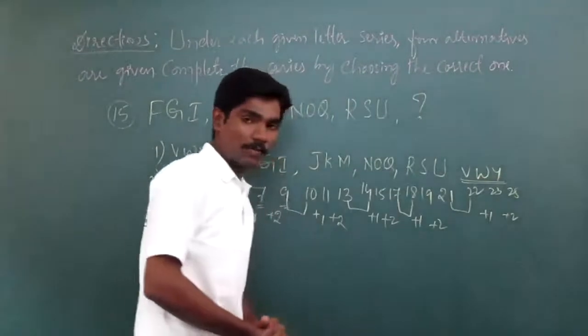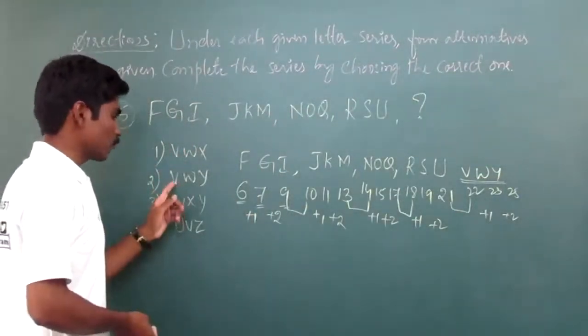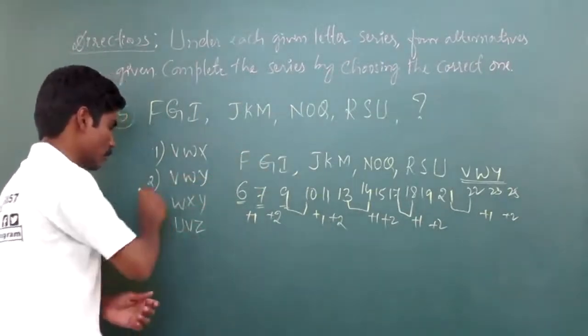Let us take the given options. The first option is V, W, X. The second option is V, W, Y, which matches with our result. Therefore, the second option will be the right option.